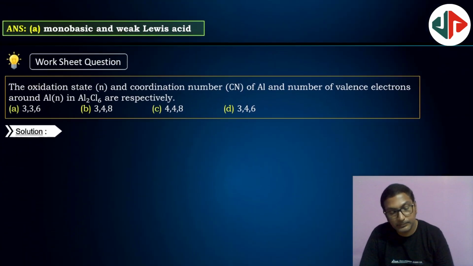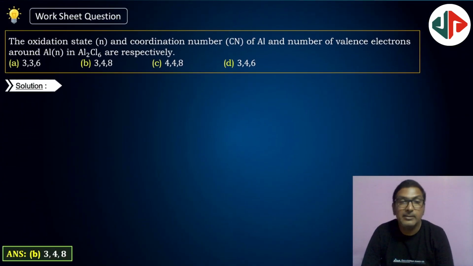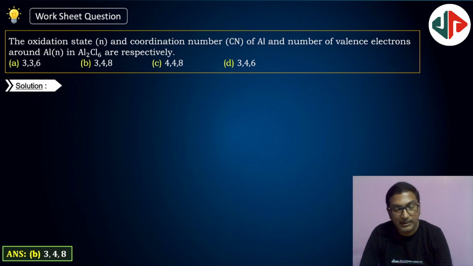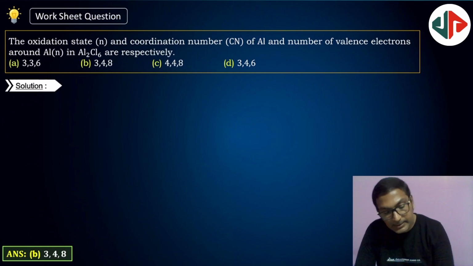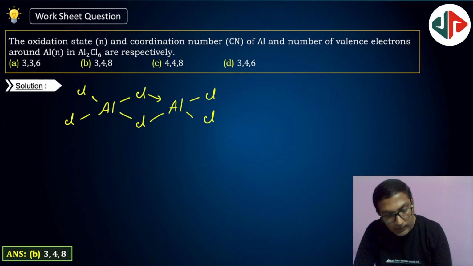Next, the oxidation state, coordination number, and the number of valence electrons around aluminium in Al2Cl6 are respectively. So very important. Al2Cl6 means, you can write, which is dimer. This is dimer of AlCl3.